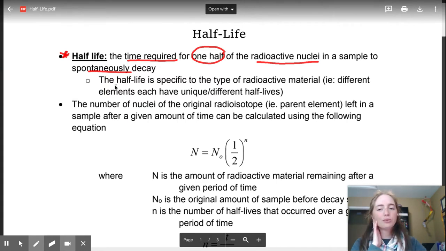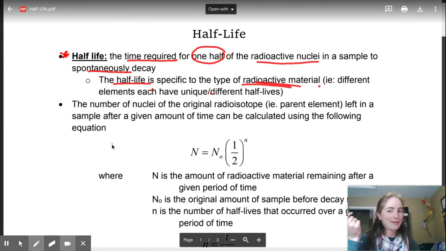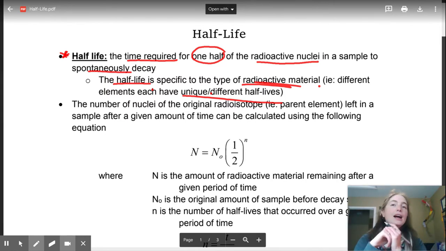So with this, ladies and gentlemen, the half-life as far as radioactive nuclei is specific to the type of radioactive material. Different radioactive elements are going to have unique half-lives. Some of them are going to have half-lives in the thousands of years. Some may have half-lives in hundreds of years. And some of those that are used in nuclear medicine may have half-lives in the form of hours. It just depends on that element.